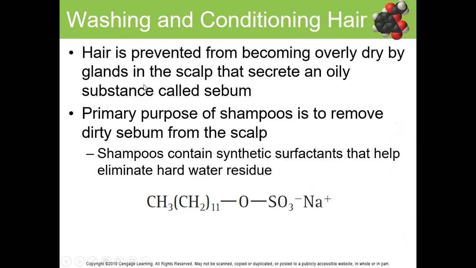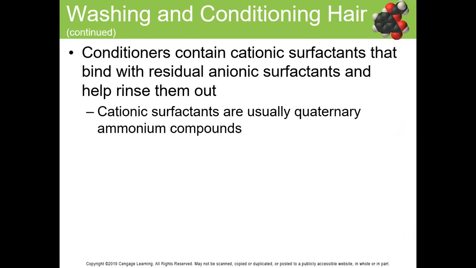There are glands on our scalp that give us a substance to keep our hair from becoming overly dry. And so a shampoo's goal is to remove the dirty sebum from the scalp. And so you've got surfactants that eliminate those residues. Again, not going to be on the test, just a fun fact for your life. You can always think about this while you're washing your hair. And then conditioners contain surfactants that are cations. Cations are positively charged, anions are negatively charged. So these bind to these and help remove them.